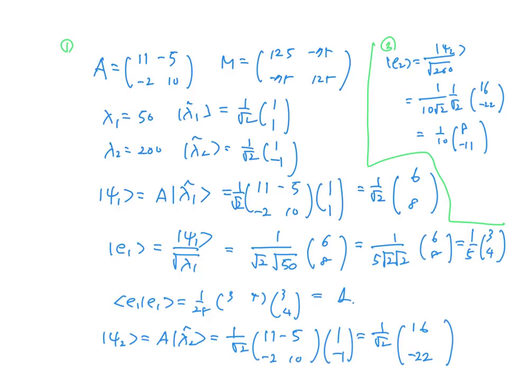Let me just make sure everything is correct. 11 minus 5 minus 5. 16 minus 2 minus 22, right? Correct? Minus 2 minus 12. 12. So 6, 5, 4 minus 3. Correct? Yeah, I could make a big mistake.